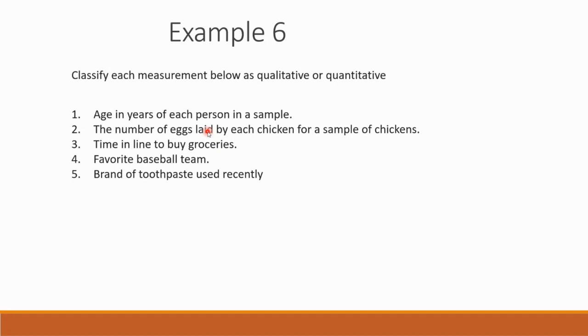If you have a sample of chickens and you look at the number of eggs laid by each chicken, that's quantitative, right? That's an amount. You could add up the total number of eggs, or on average, each chicken lays this much in a certain amount of time. That's quantitative data. Time in line to buy groceries, that's quantitative also. You could do calculations with time.